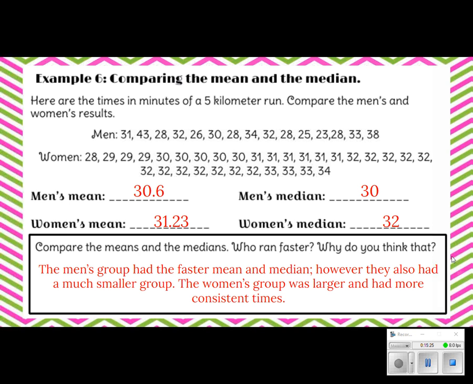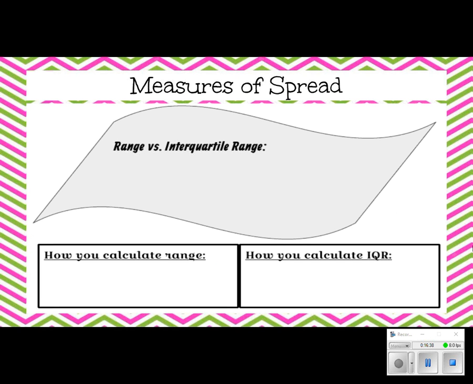However, they also have a smaller group. Ooh, we didn't even look at that. Here we only have 15 sets of data. And the women's group has 31 sets of data. So the women's group is larger, but still has a pretty consistent mean and median. Those numbers are fairly close. I mean, the men's group is too, but with a smaller data set, you would expect those numbers to stay close.